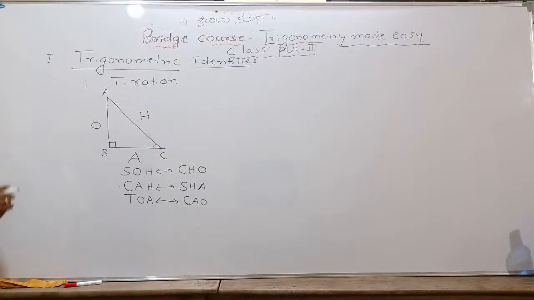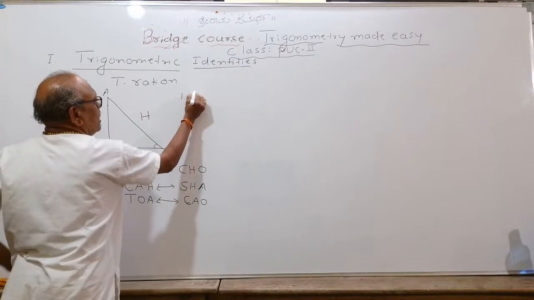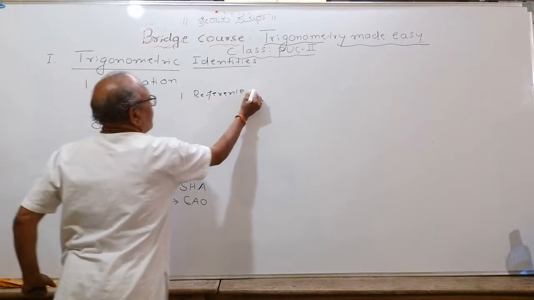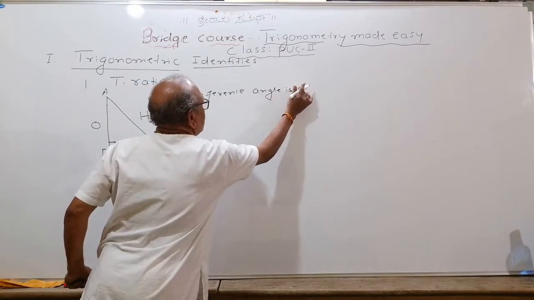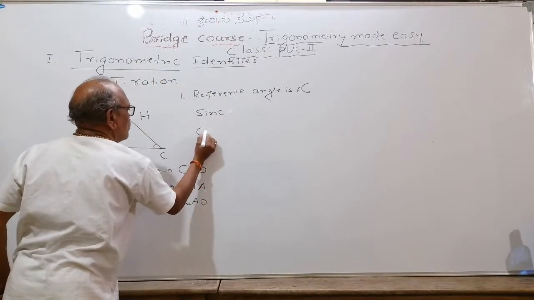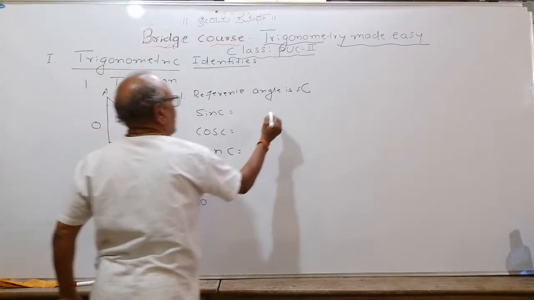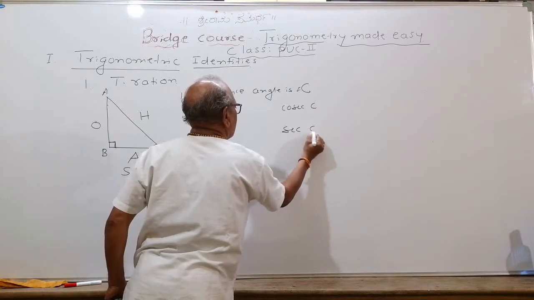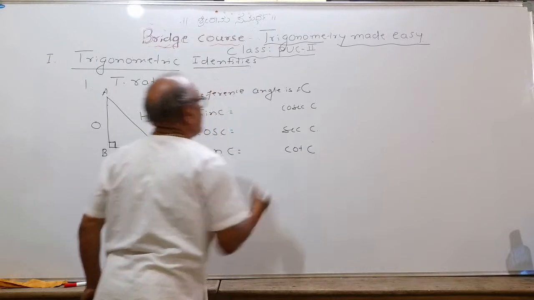Now the common mistake many students make is with the reference angle. With respect to the reference angle C, can you write what is sin C, what is cos C, what is tan C, and similarly cosec C, sec C and cot C in the triangle ABC? Observe.